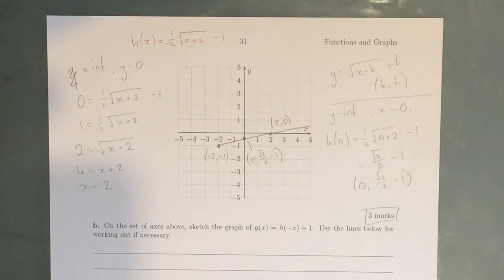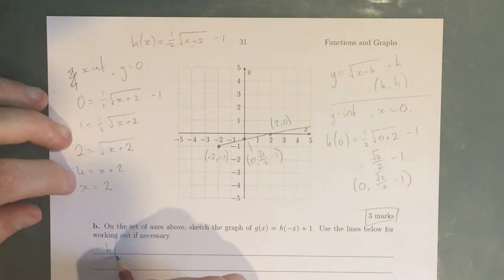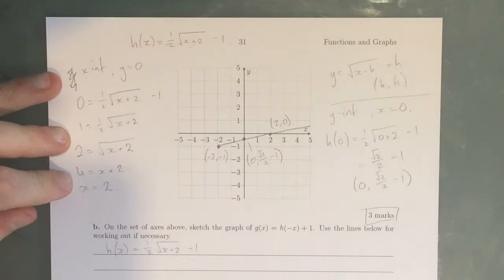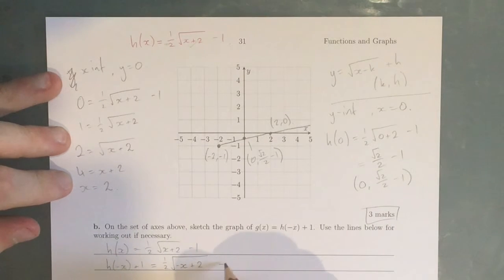All right, so part B asks us to sketch the graph of g of x, where g of x equals h of -x plus 1. So let's work out what that equation actually is. So h of x equals 1/2 square root of x plus 2, take 1. H of -x plus 1 is equal to 1/2, and we changed the x to -x, square root of -x plus 2, take away 1 plus 1. So we cancel these out, which equals 1/2 square root of 2 minus x.